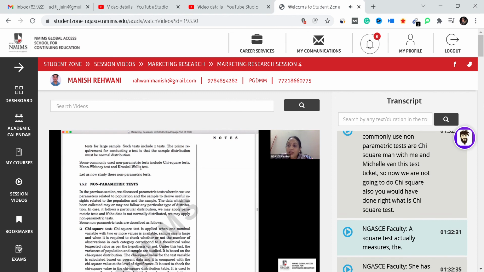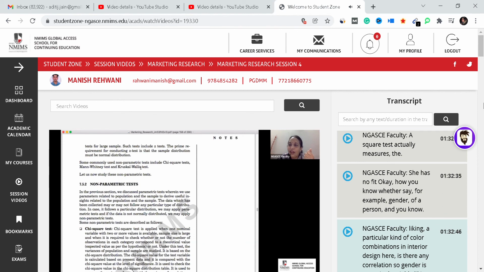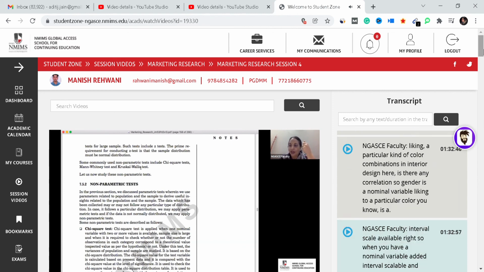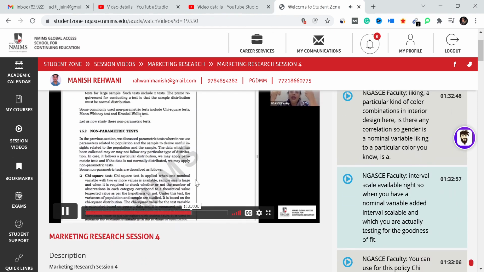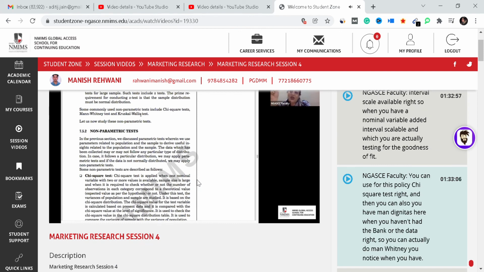Chi-square test actually measures the fit. Say, for example, gender of a person and liking a particular kind of color combinations in interior design, is there any correlation? So gender is a nominal variable, liking a particular color is an interval scaled variable, right? So when you have a nominal variable and an interval scaled variable, and you are testing for the goodness of fit, you can use what is called a chi-square test, right?